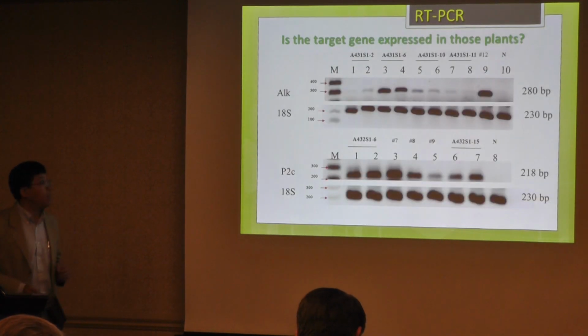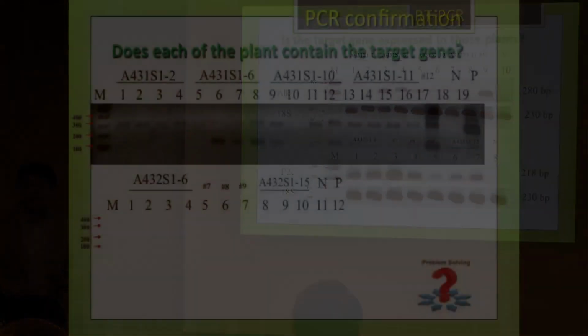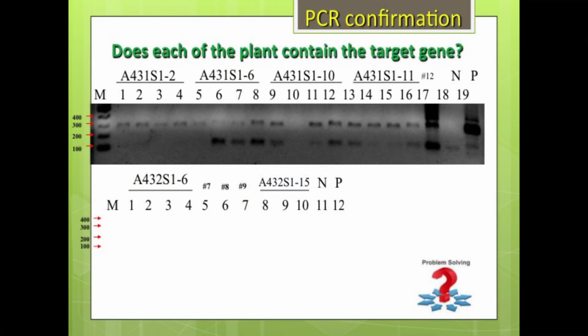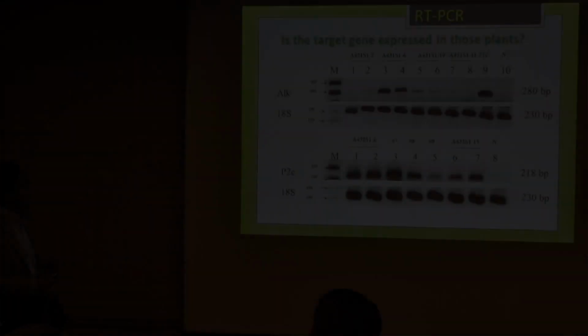The second question was, are those genes expressed? I know we cannot test the protein yet. At least we can ask, are those genes expressed? The good news is they are expressed. This is the alkaline protease. This is semi-quantitative. It's not fully quantitative, but it is semi-quantitative using the RT-PCR method.